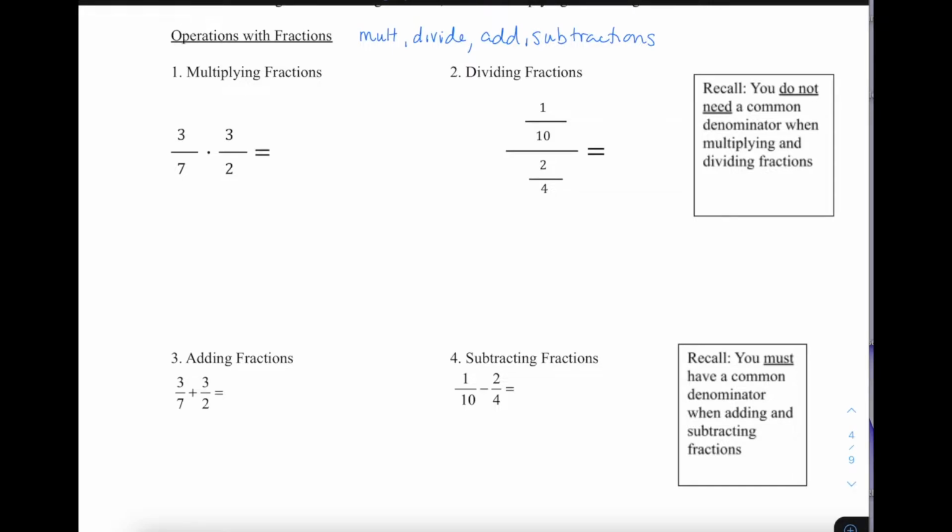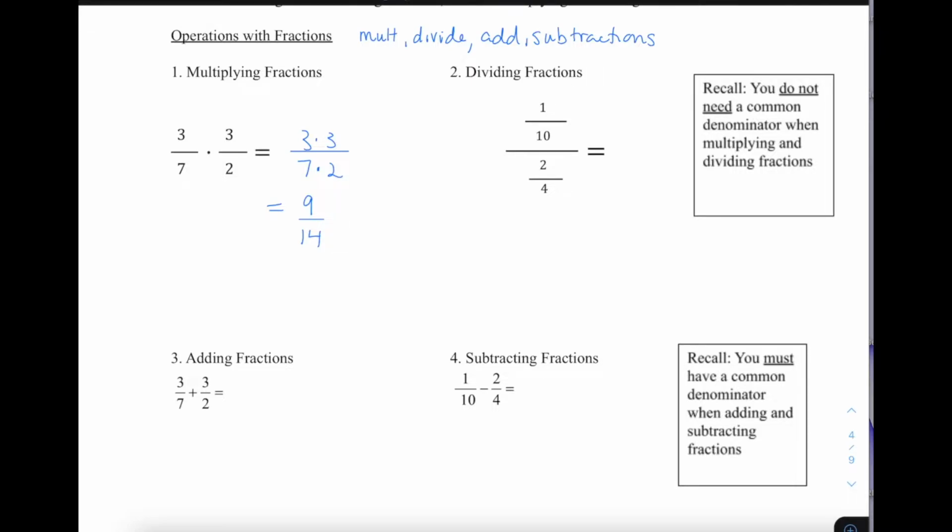We can just simply multiply by multiplying the numerators together and the denominators together in the case of multiplication. So I get 9/14 in this case, and that's my final answer because I cannot reduce it further.